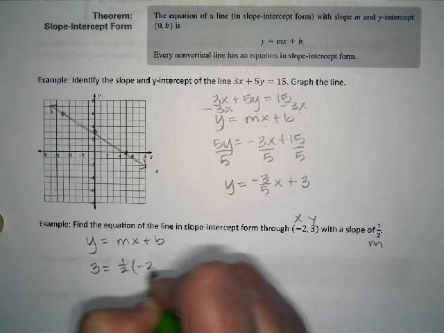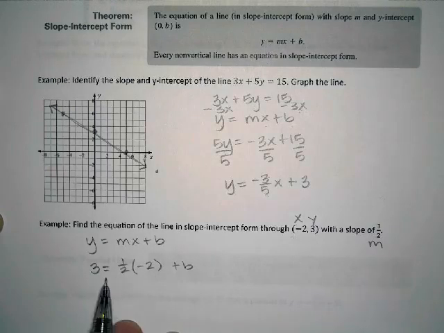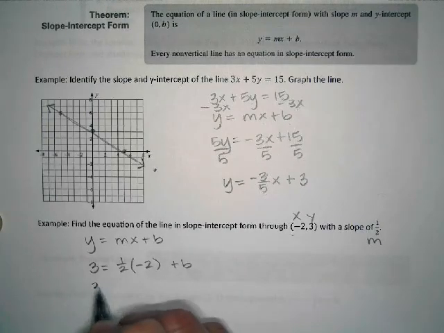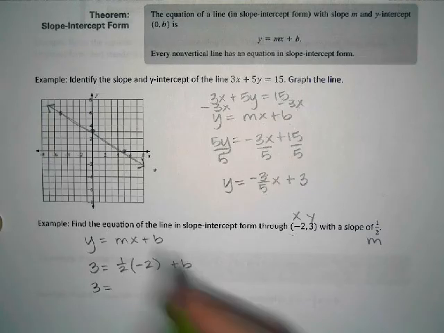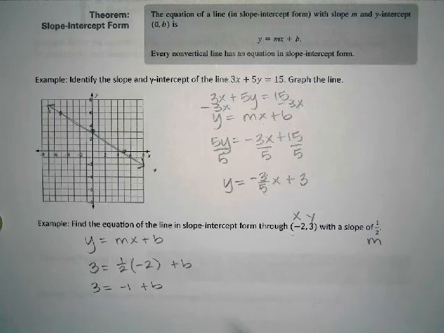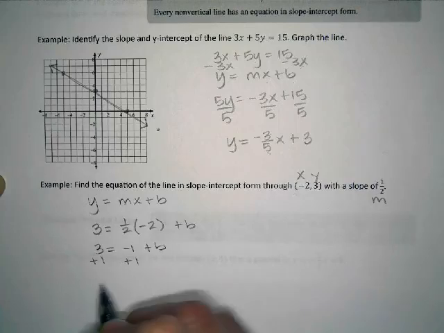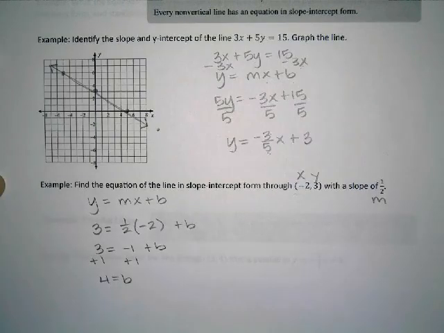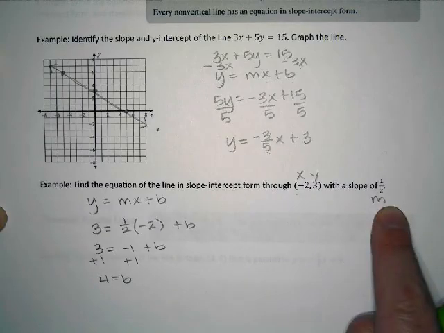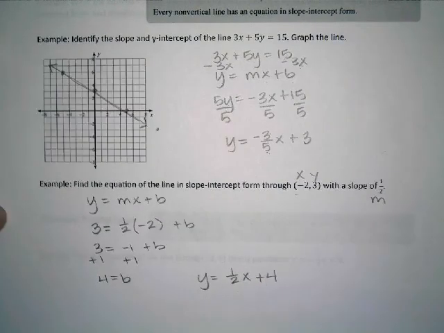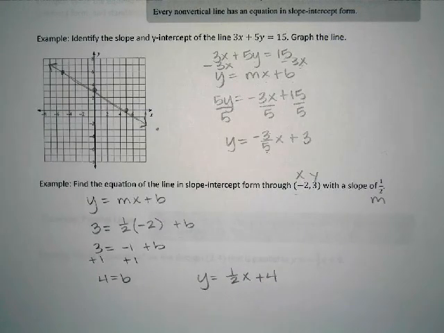-2. Okay, so I have enough information to solve for b. And then once I solve for b, I can take the b value and the m value and write the actual equation out. So 3 is 1/2 of -2, which is just -1. And then I'll move that 1 to the other side of the equation. Okay, so my b value is 4, my m value is 1/2. So my equation is y equals 1/2 x plus 4.